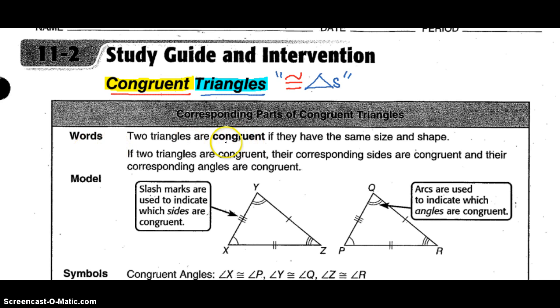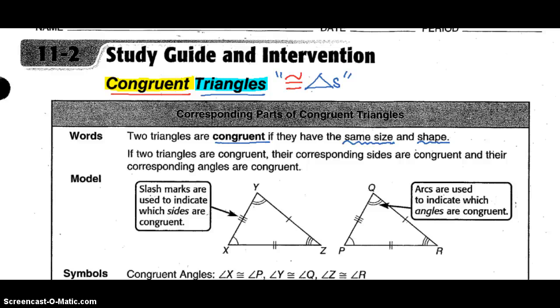Let's make sure we understand what congruent means. It means they have the exact same size and the same shape. So I've talked to you before about similar triangles, and I talked about how my hand and my daughter's hand would be similar. But if I take my own two hands and place them together, they should be the exact same size and the same shape.